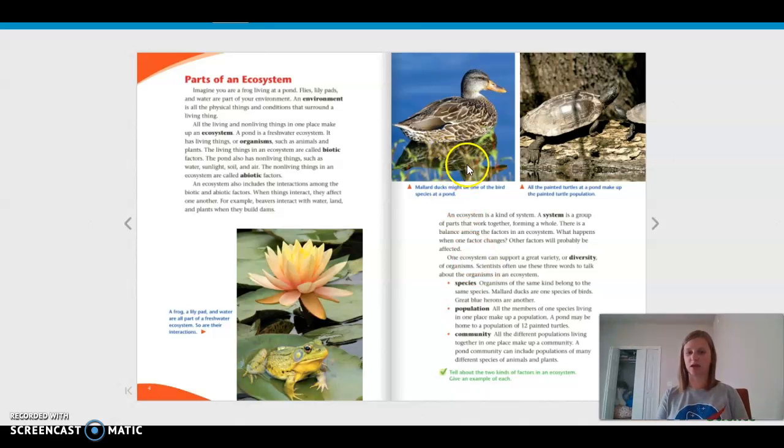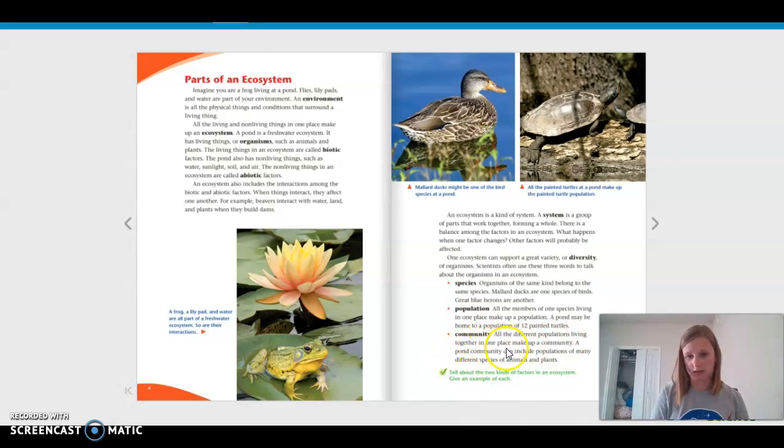You can see up here, here's a mallard duck. They're just one species of birds, and then we have many other species. A population, that's all the members of one species living in one place. They make up a population. A pond may be home to a population of 12 painted turtles. Okay? So that's a population, all the members of the same type of species living in one place.